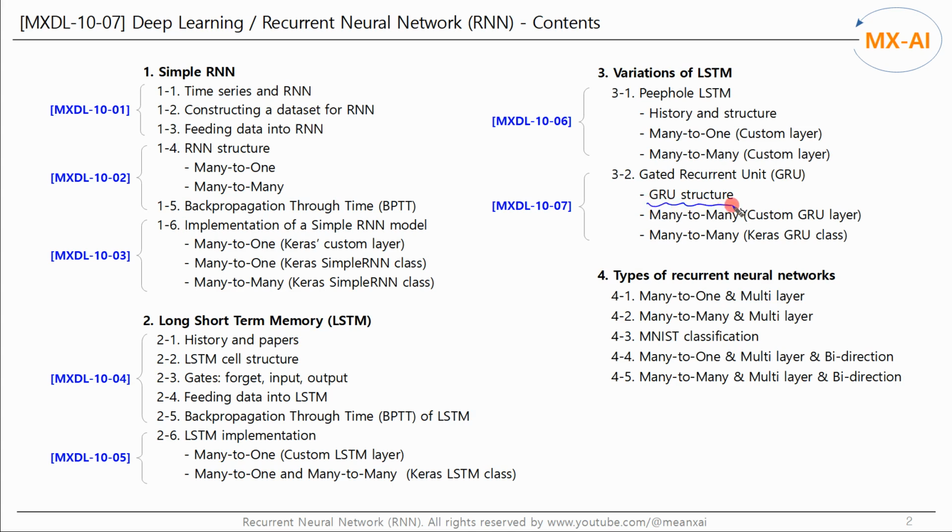Let's look at the structure of GRU. And let's implement many-to-many GRU models and apply them to a time series prediction problem. Let's implement a custom GRU layer and see how the output of each gate is computed, and how information from the previous time step is propagated to the next time step. And let's implement a many-to-many GRU model using Keras GRU class. Keras GRU class makes it very easy to implement GRU models.